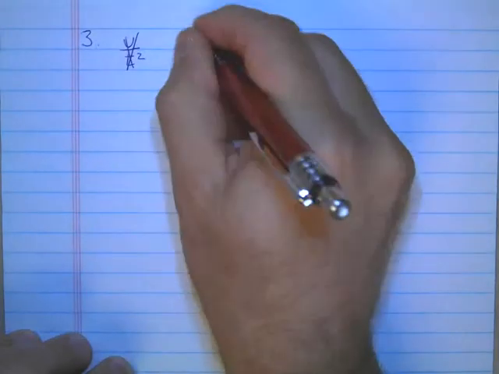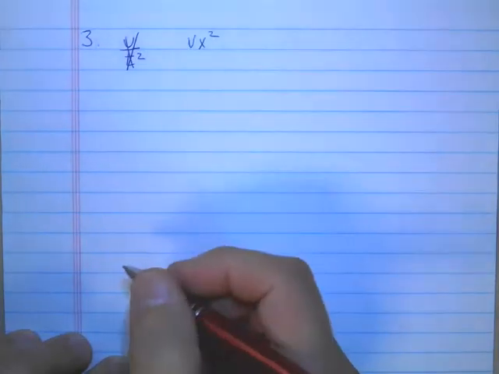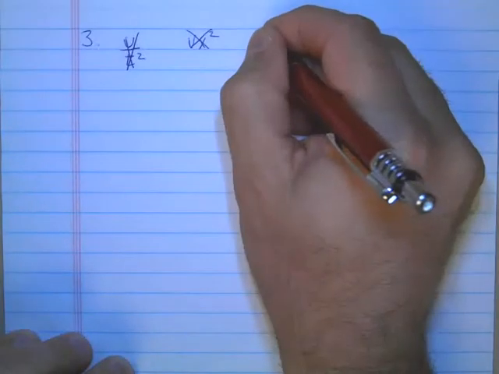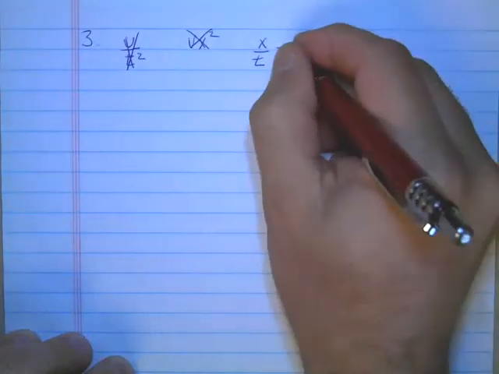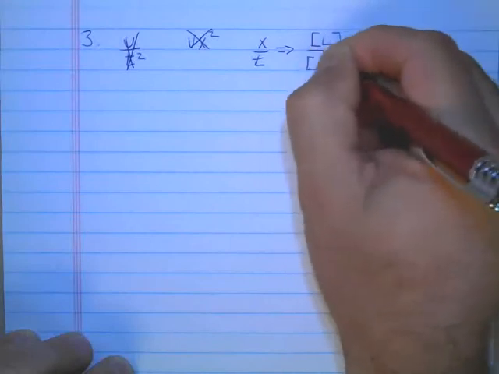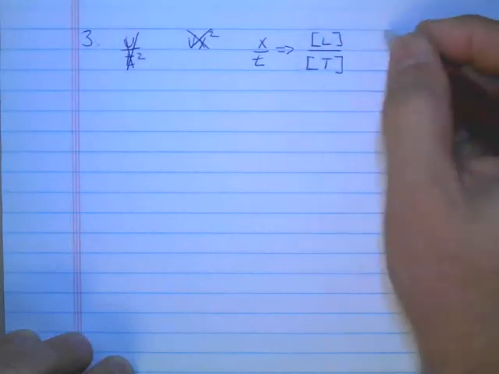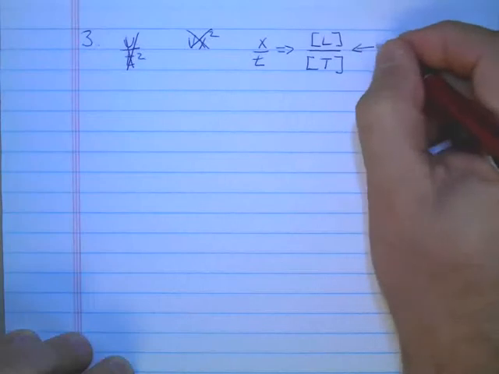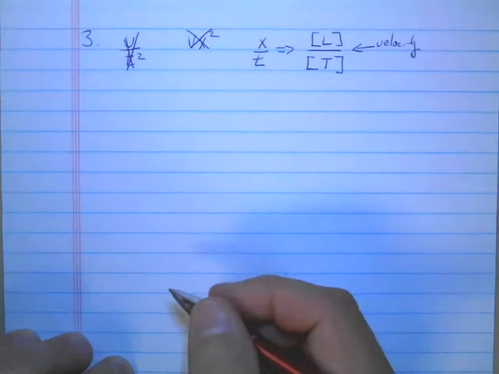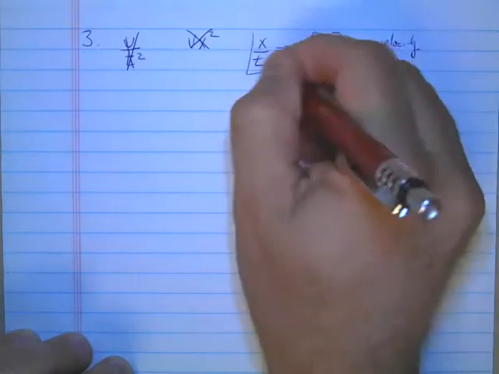How about vx squared? No, that certainly won't work. What about x over t? Well, let's see. X over t, that has dimensions length over time, which we know that's the same as velocity. So the answer to number 3 is x over t.